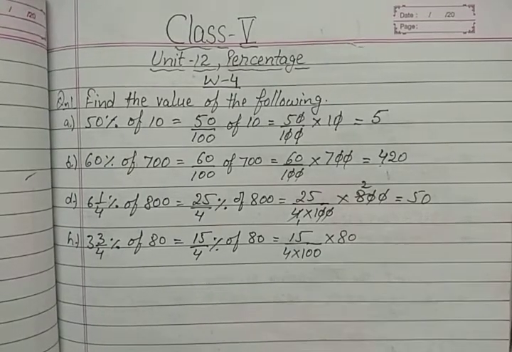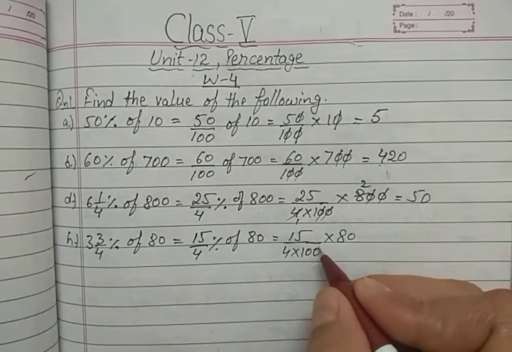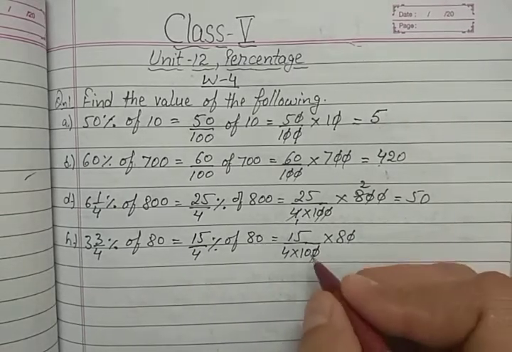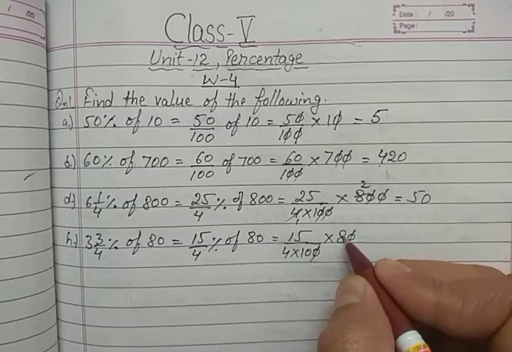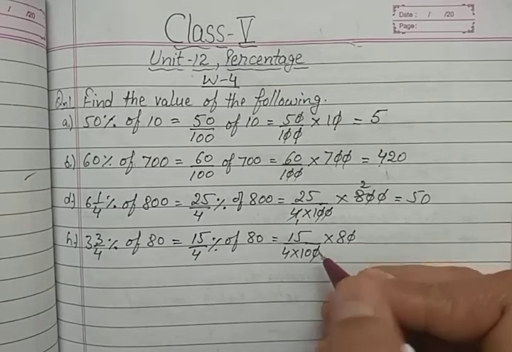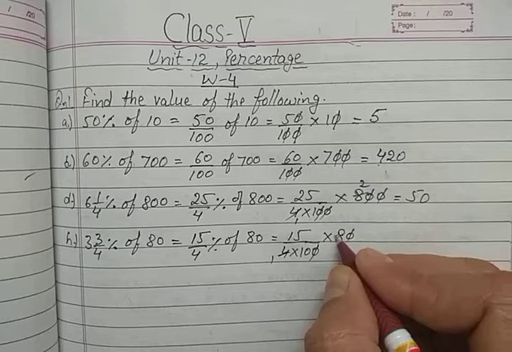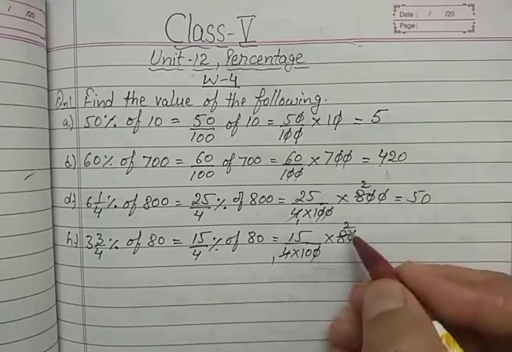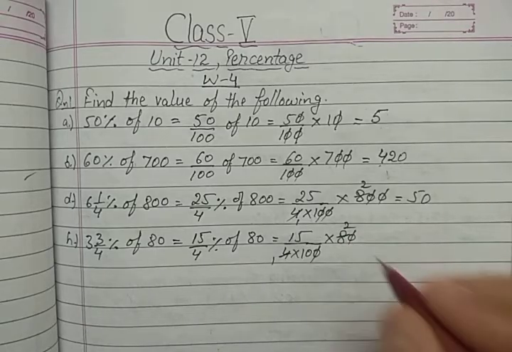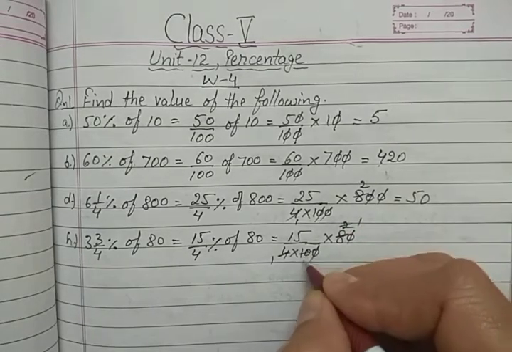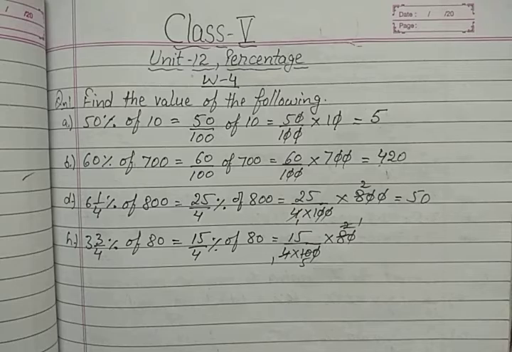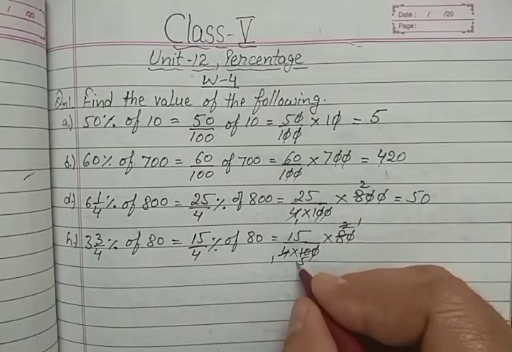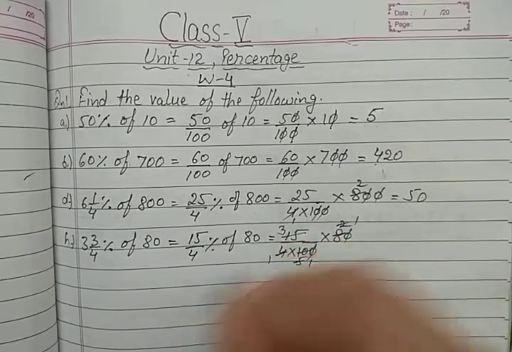Now solve it. First of all cut the zeros to make it easy. Then you can see 4 and 8, both of them comes in the table of 4. 4 ones are 4 and 4 twos are 8, right? Now again 2 and 10, both of them comes in the table of 2. So 2 ones are 2 and 2 fives are 10, right? And 15 and 5, both of them comes in the table of 5. So 5 ones are 5 and 5 threes are 15.